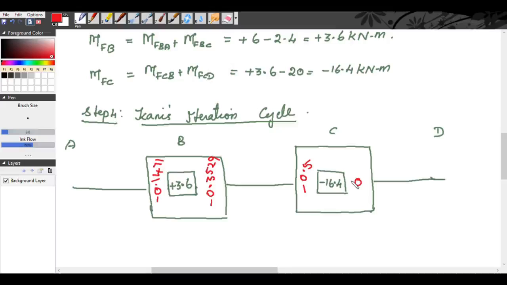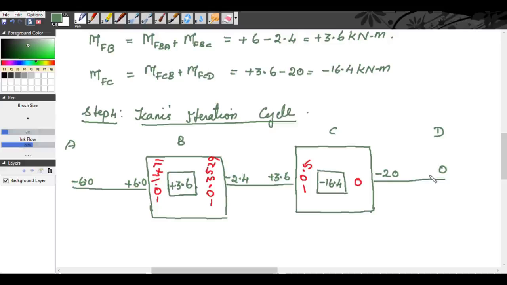Now we will write the fixed end moments. So the fixed end moments are, M of AB is minus 6. M of BA, we have obtained in our first step. Fixed end moment M of BA is plus 6. M of BC is minus 2.4. M of CB is plus 3.6. M of CD is minus 20. M of DC is 0. We don't have any fixed end moment at D because it is an overhang.